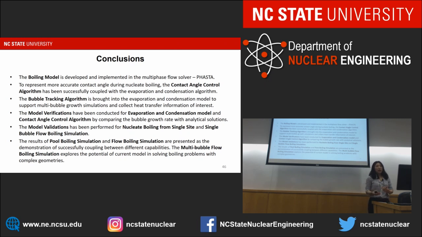So in the future, we can conduct large-scale boiling simulations, as I showed in the very beginning, using these boiling models.